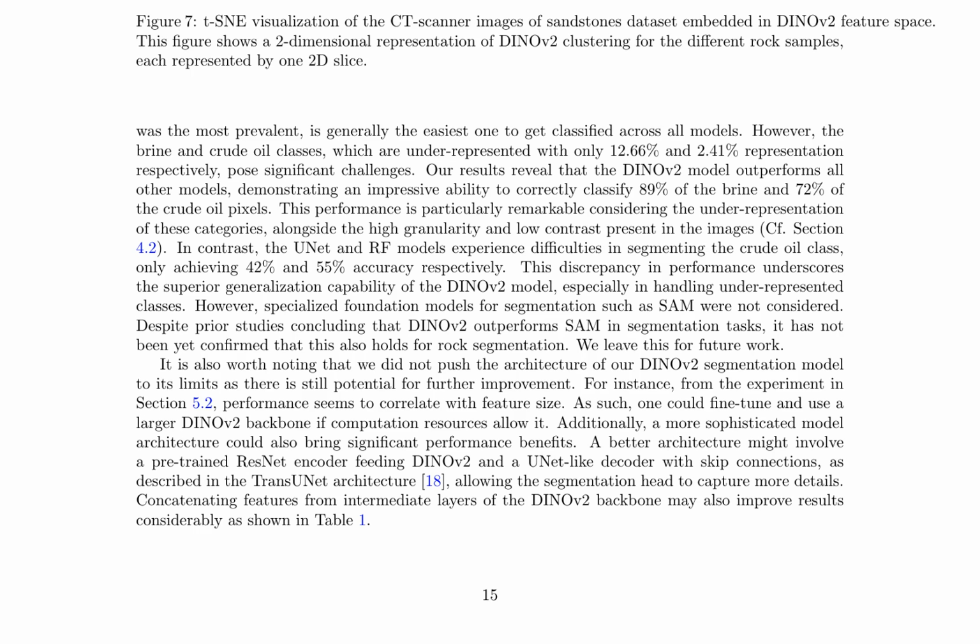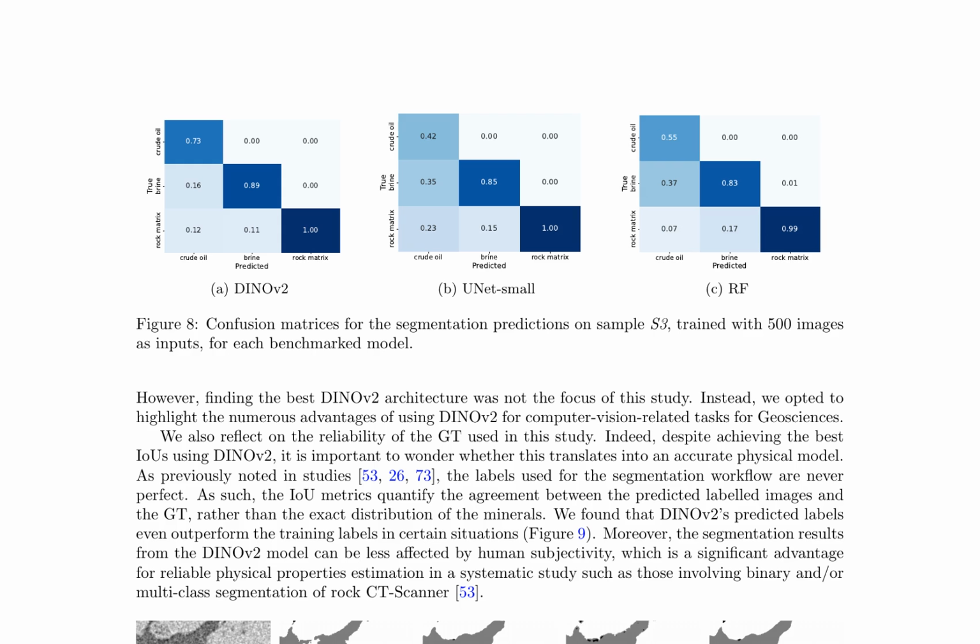further investigation and improvement. Figure 8 presents the confusion matrices for segmentation predictions on sample S3, trained with 500 images as inputs, for each benchmarked model, including DINOv2, UNet small, and random forest, RF. The results demonstrate the superior performance of DINOv2, with higher true positive rates and lower false positive rates compared to the other models. This study focuses on highlighting the advantages of DINOv2 in computer vision tasks for geosciences rather than optimizing its architecture. The reliability of the ground truth, GT, used in this study is also reflected upon.